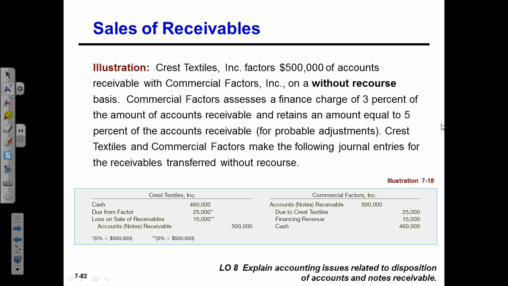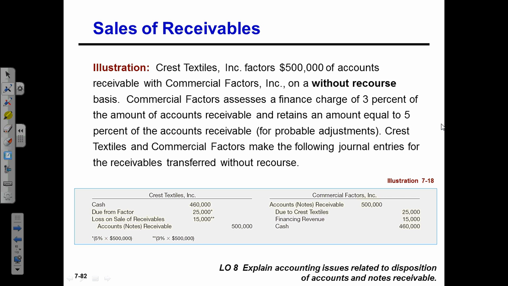They're withholding 5% for probable adjustments. This means if they don't collect, or there are returns, or discounts, or disputed items, you have to write down the receivables for any reason. We're still on the hook for 5%, so Crest Textiles is still on the hook for 5% of the 500,000, which is 25. So how big could their loss be in total? It could end up being 40,000, because you're only getting 460,000 out of the 500.